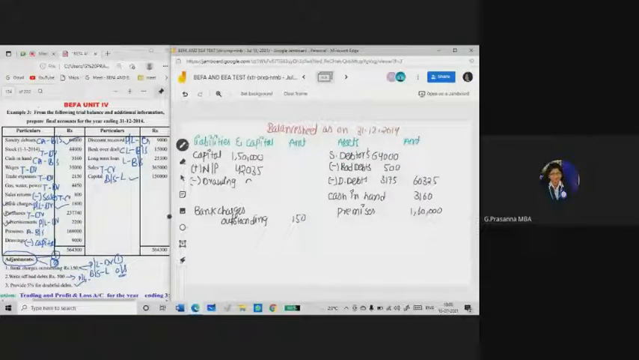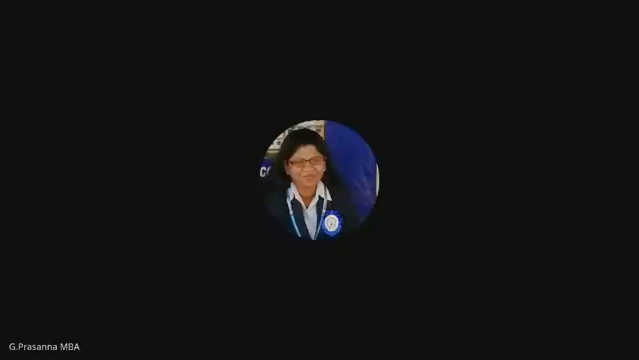Okay, discount received we have already taken. Bank overdraft. It is a liability. You have to show it on the liability side of the balance sheet. How much is the amount of bank overdraft? It is 15,000. Okay, long-term liability, long-term loan. 2,53,000. Sorry, not 2,53,000. It is 25,300. Now we need to do the working for the capital.